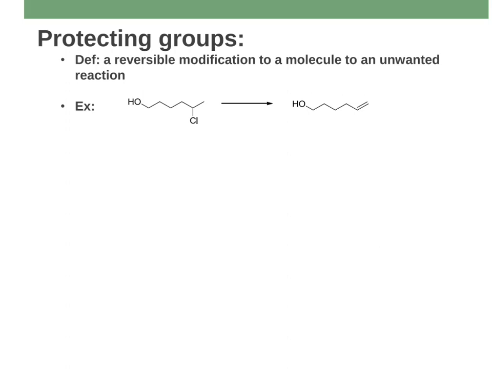One of them is to try to avoid using protecting groups, to avoid using derivatization, because they're extra steps, but sometimes we need to do these extra steps in a synthesis to protect a group from reacting when we don't want it to. So I put down as a definition, it's just a reversible modification to a molecule to prevent an unwanted reaction.